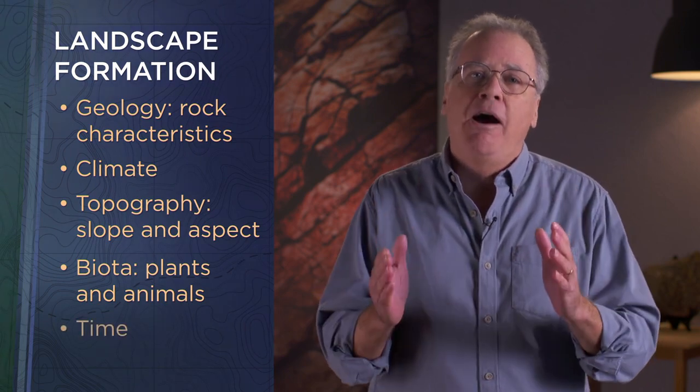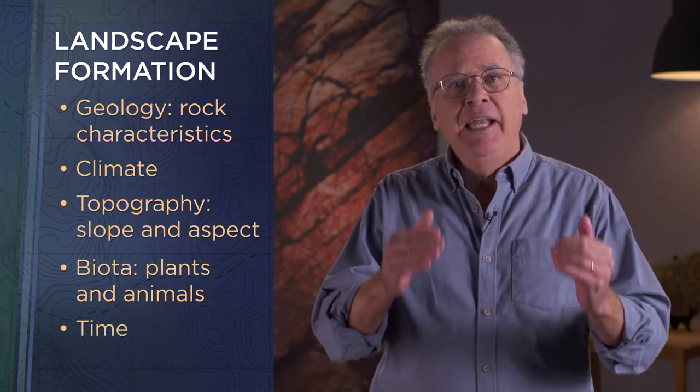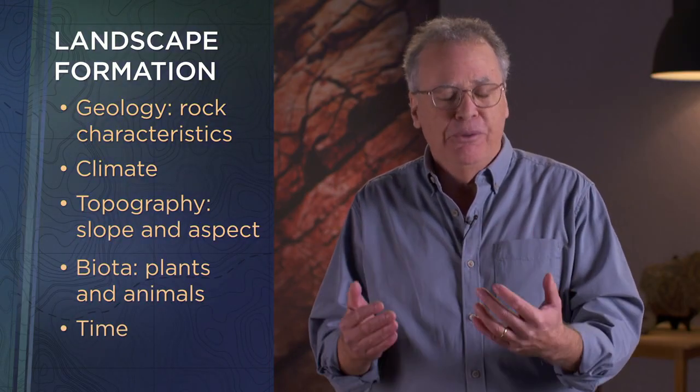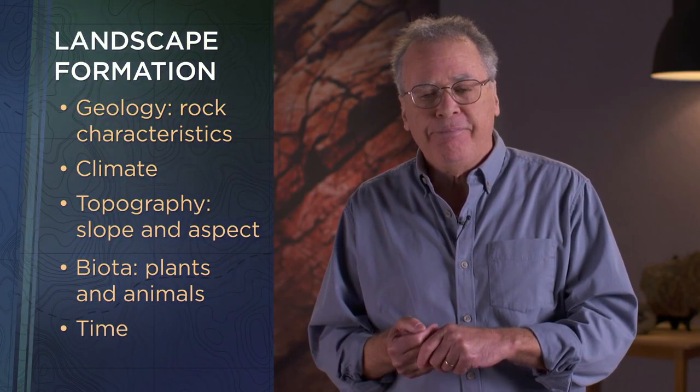Lastly, there's time. How long any of Earth's processes have been acting on a region will influence its form. These are the 5 big influences: geology, climate, topography, biota, and time. They can also affect one another, so they will really help you understand why the world around you looks the way it does if you keep them in mind.